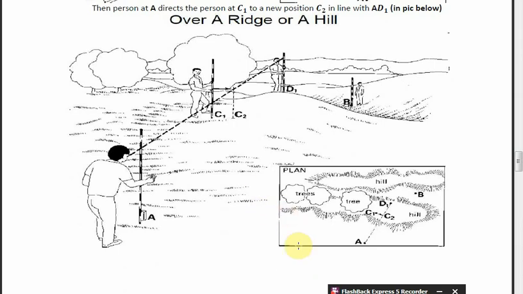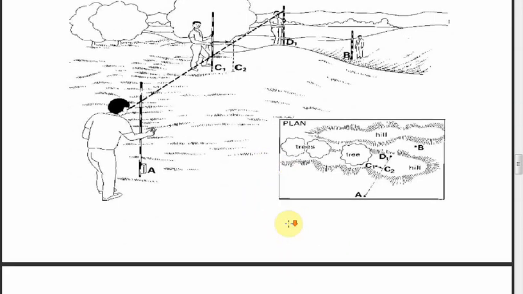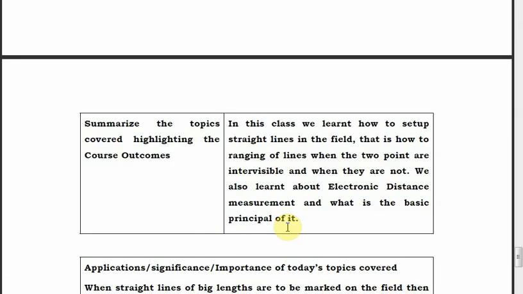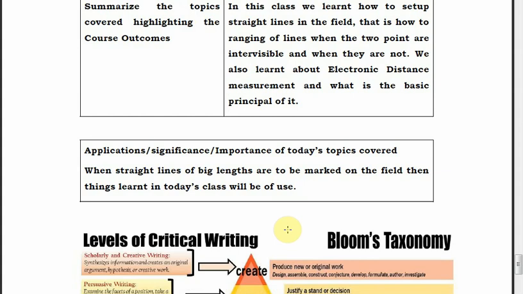So these are the topics in today's class. We'll just revise today's topics. In today's class, we learnt about how to set up straight lines in the field by ranging of lines. And there are two methods in ranging: direct ranging and indirect ranging.